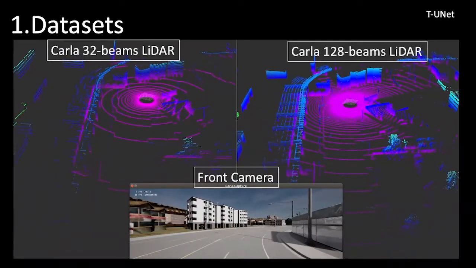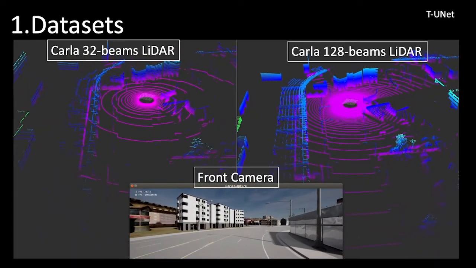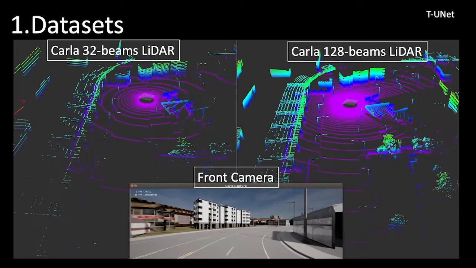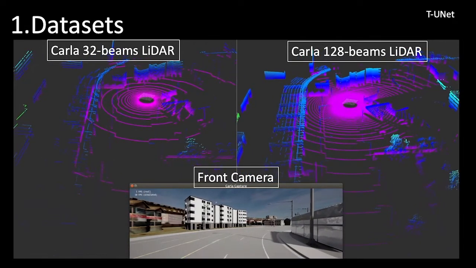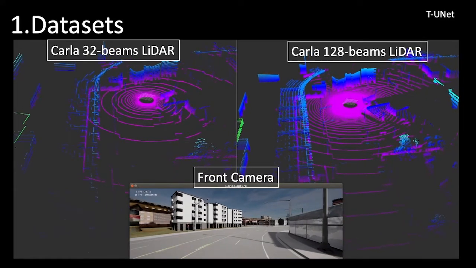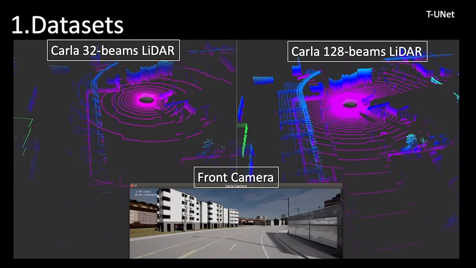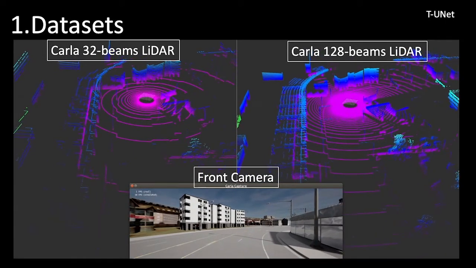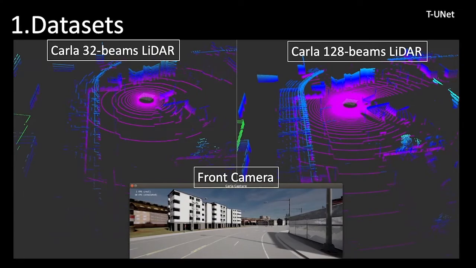As above, the left video is the point cloud of 32 laser beams LiDAR in the simulation platform, and the right is the point cloud of 128 laser beams LiDAR. The corresponding data types in the real world are Robosense 32 and Robosense 128.